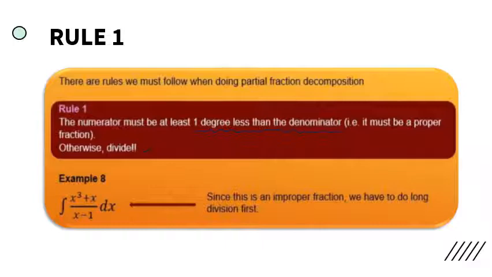Okay, let's look at this example: the integration of (x cubed plus x) over (x minus 1), with respect to x. Since the degree of the numerator is 3, which is greater than the degree of the denominator, 1, it is an improper fraction. So we have to do a long division.